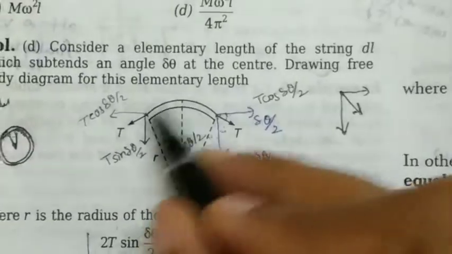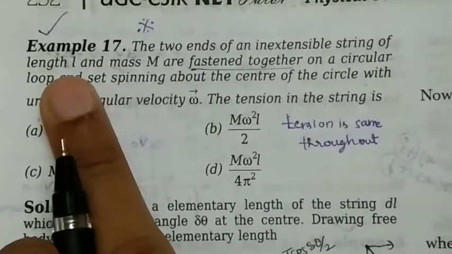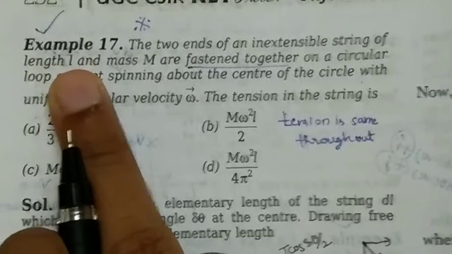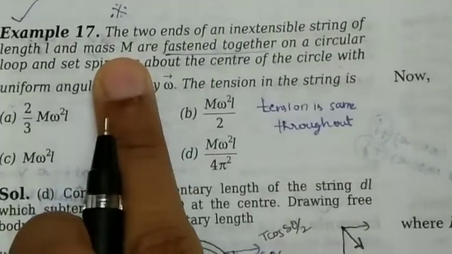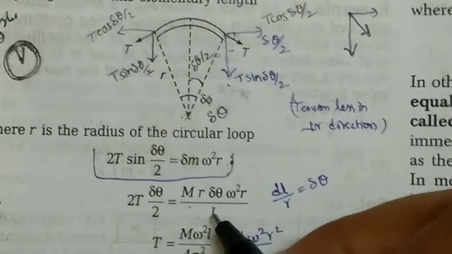Next is the mass of this dl length of the string. You know that the total string is of length l, so its entire mass is M. So mass per unit length of the string is nothing but M by l. So this is actually small l.